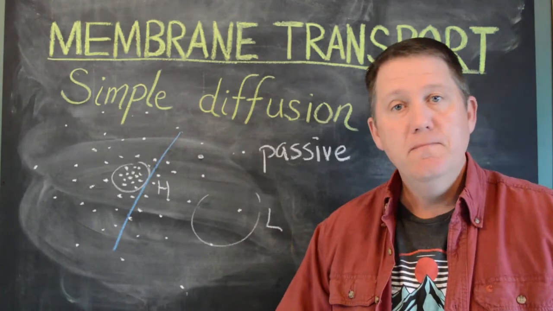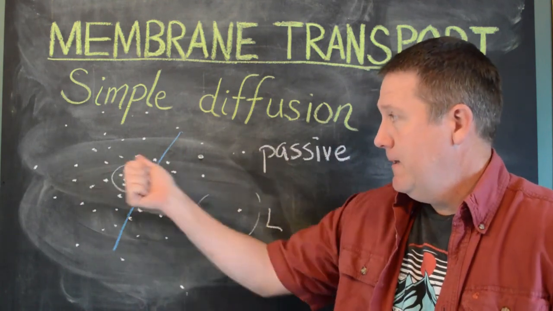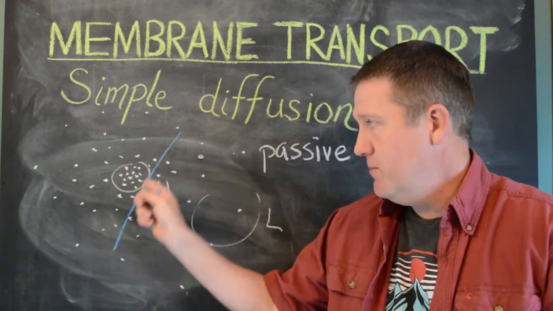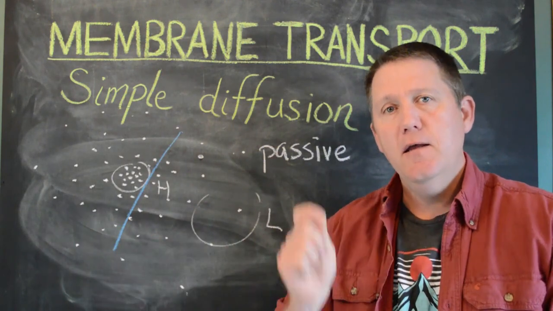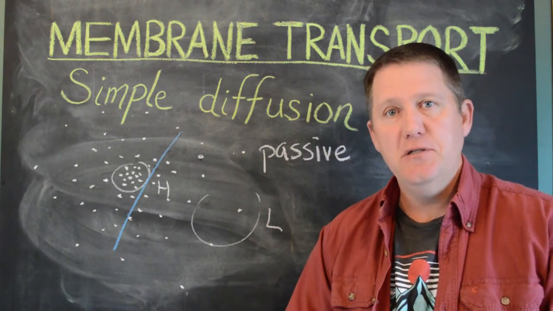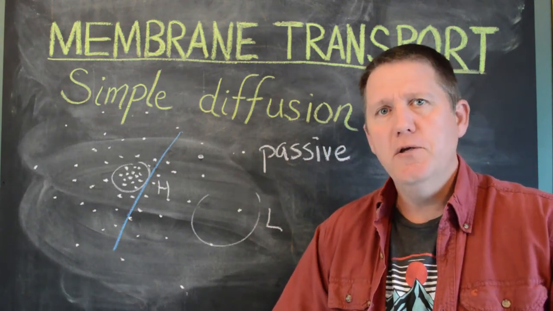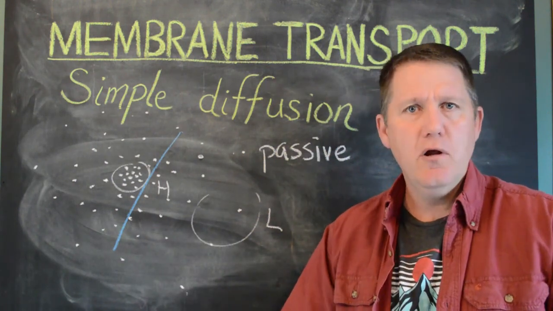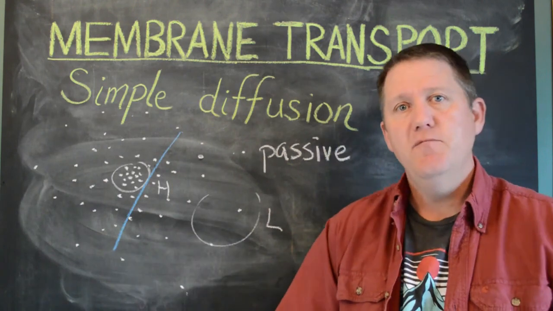Well, that simple diffusion is simple, right? Things just spread out. But in the case of cells where there's a membrane here, then it really only applies to things like lipids and gases, other nonpolar molecules that can slip in and out. Other substances are going to be a little more complicated and need different types of membrane transport.